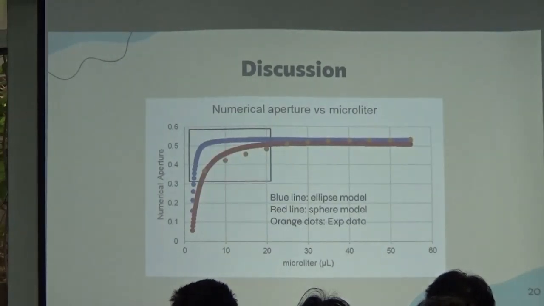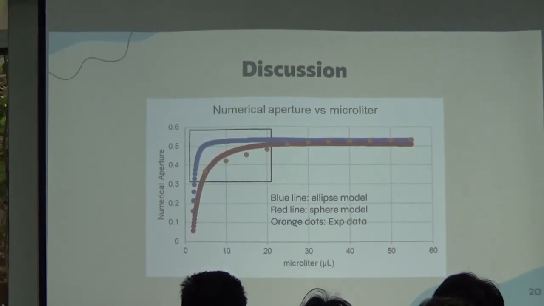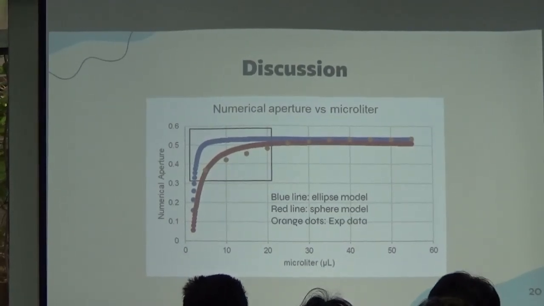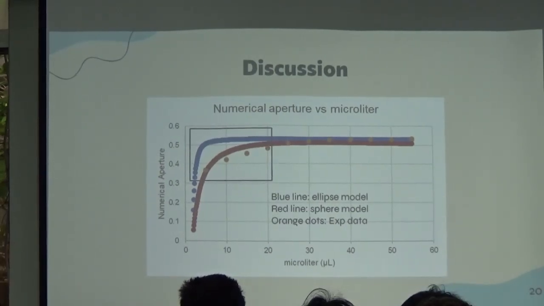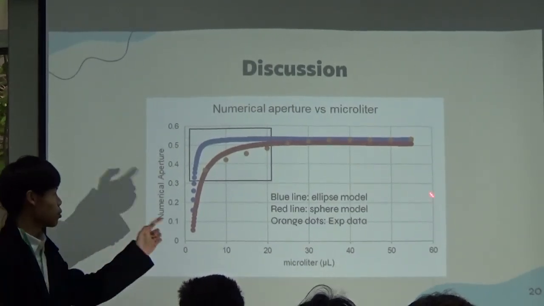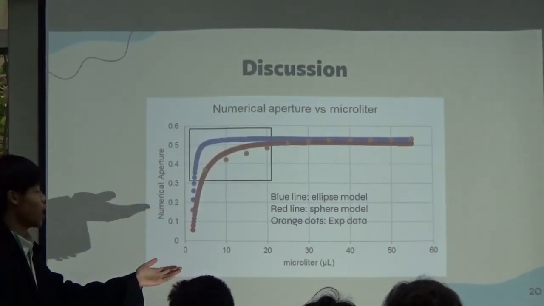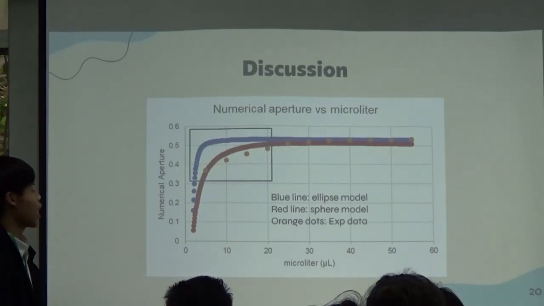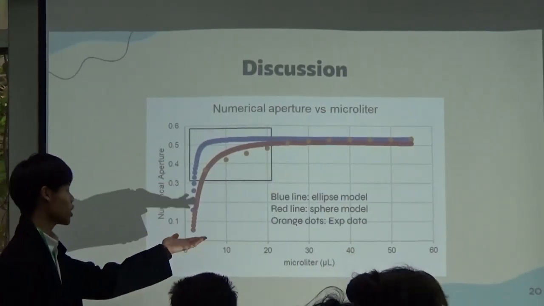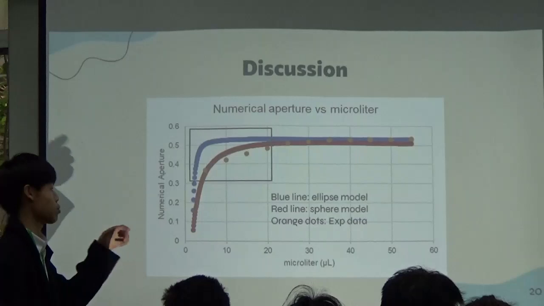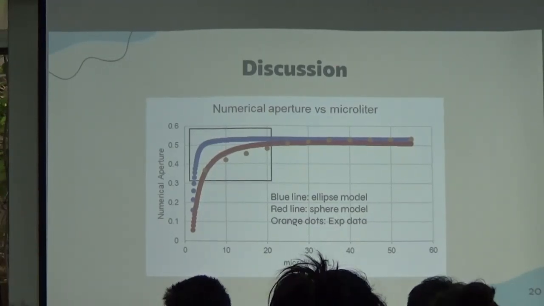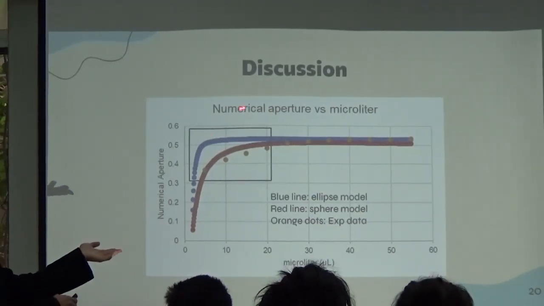And now let's talk about numerical aperture. We observed that at higher volumes of water droplets, the numerical aperture is higher, therefore meaning a better resolution is formed. The blue line represents our ellipse model, and as you can see, it applies more to our experiment data at higher volumes. And the red line, representing the sphere model, is more applicable to our experiment data at lower volumes.